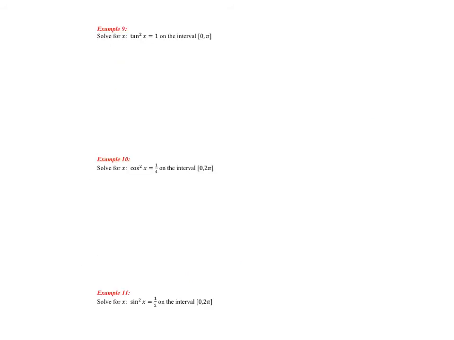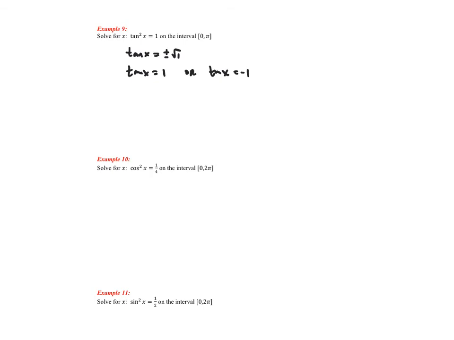Let's continue. All right, let's continue this similar process and let's solve in this case. Now, tan squared, there's a couple different ways you can go. Some are more complicated than others. What I'm going to do is take the square root of both sides. So that gives me plus or minus the square root of 1. So the tangent of x equals 1, or the tangent of x equals negative 1.